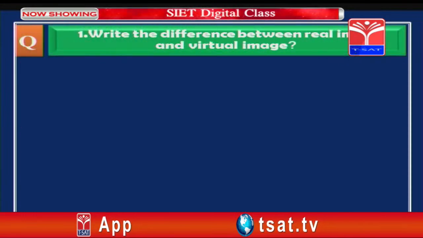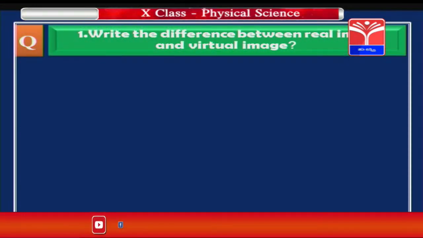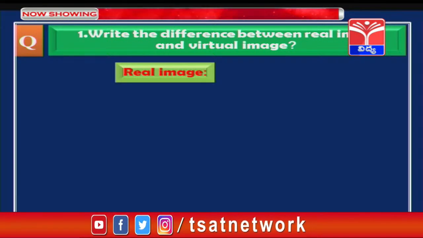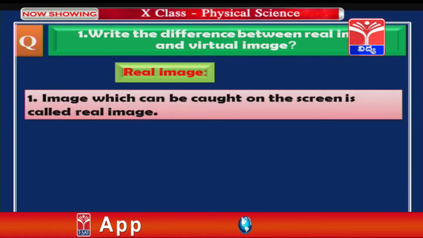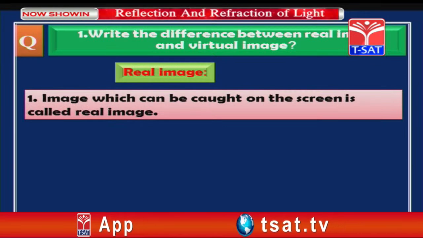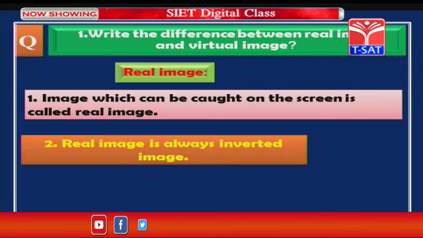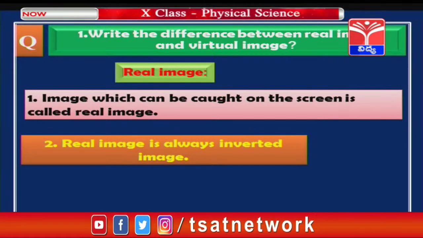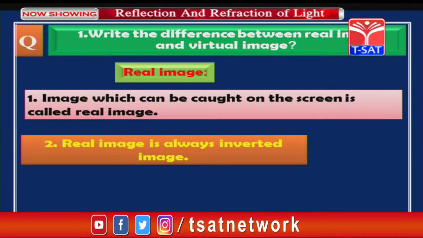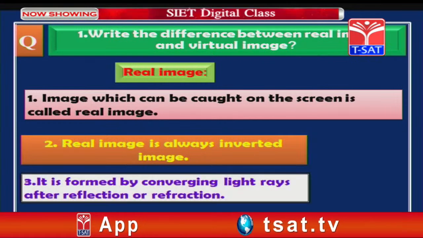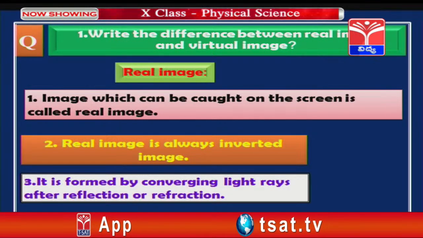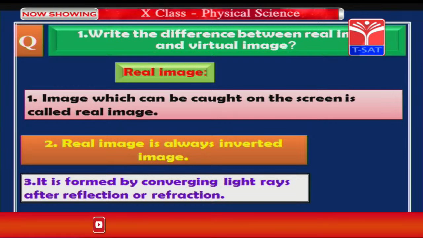Now, we will see the difference between real image and virtual image. First of all, we will discuss real image. What is a real image? An image which can be caught on a screen is called a real image. A real image is always inverted. Students, remember, a real image is always inverted. A real image is formed by converging light rays after reflection or refraction.